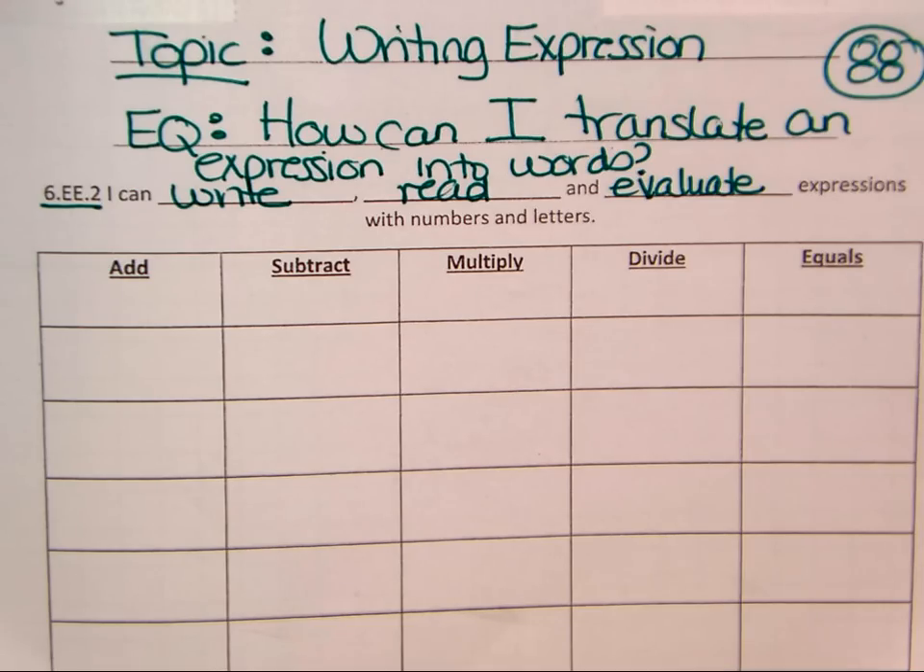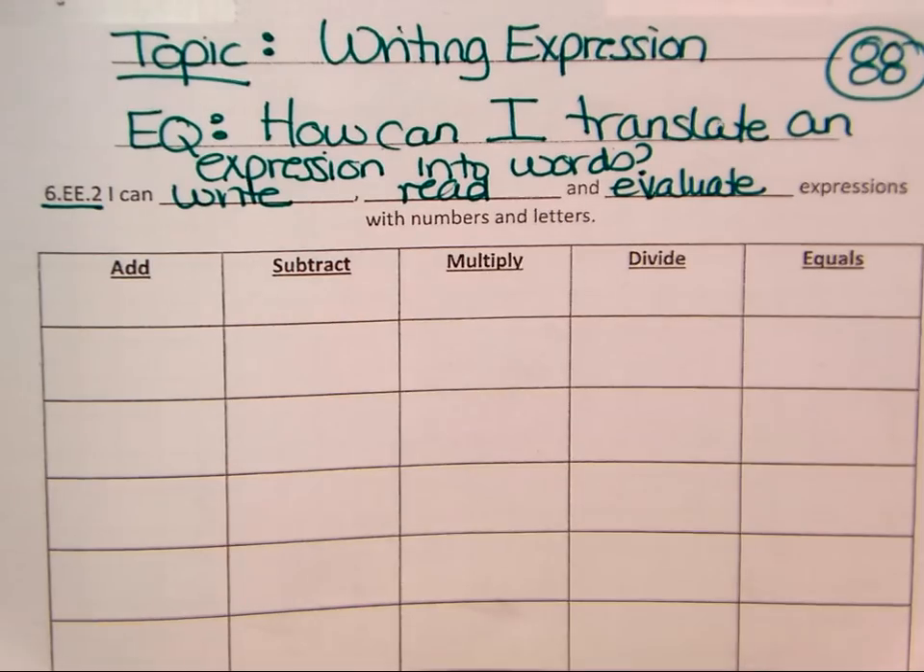Now, in order to do this, we need to make sure that we understand some terminology. And there are some translations. Because remember, math is its own language. And when we have that math language, we know some words mean certain things. When we were doing rational numbers, we knew that if we had the word of, it referred to multiplying. If we had the word is, it referred to equals. Well, there's more words that fall into that category so that we can translate. So we're going to start with this table, and we're going to fill it in.